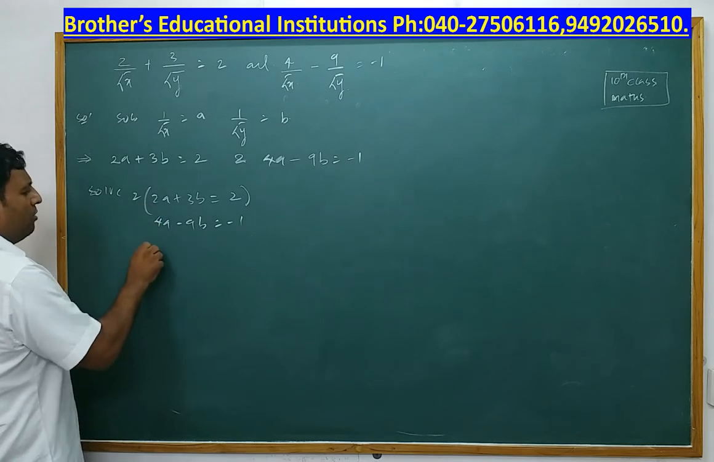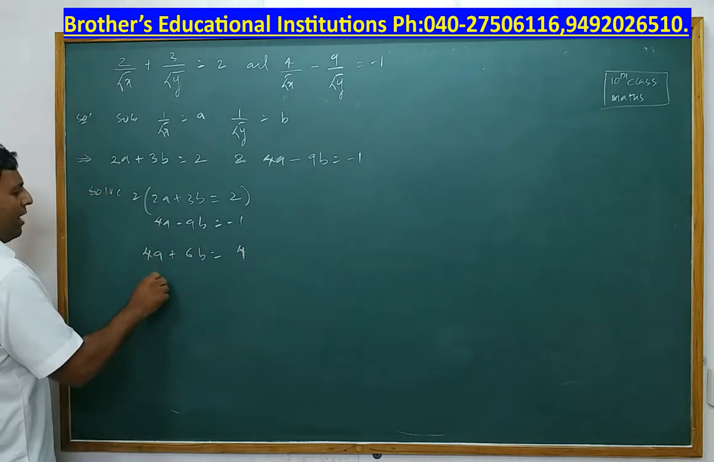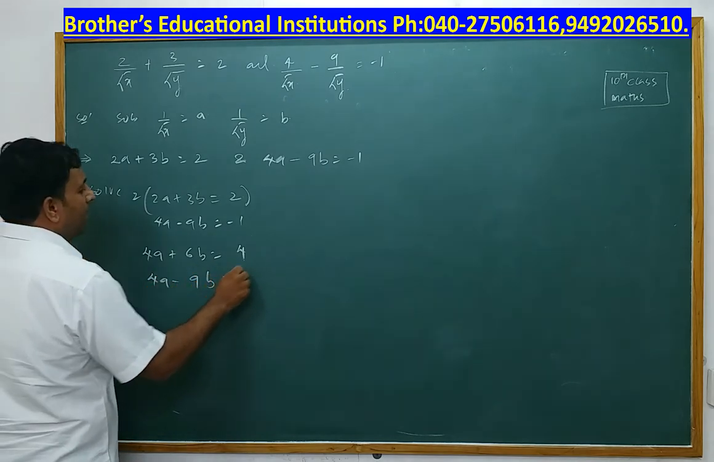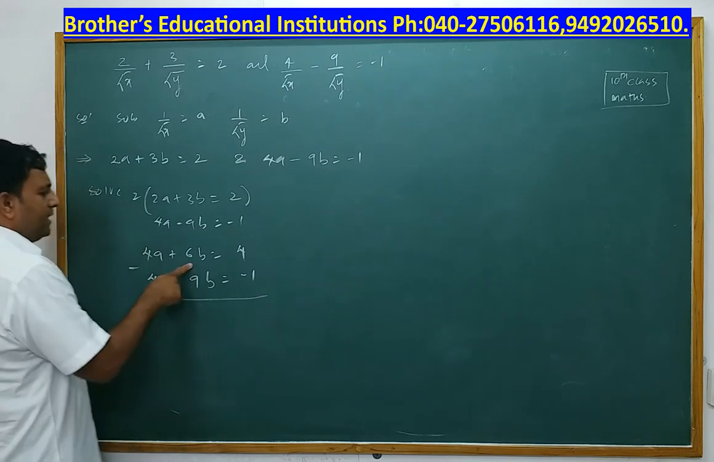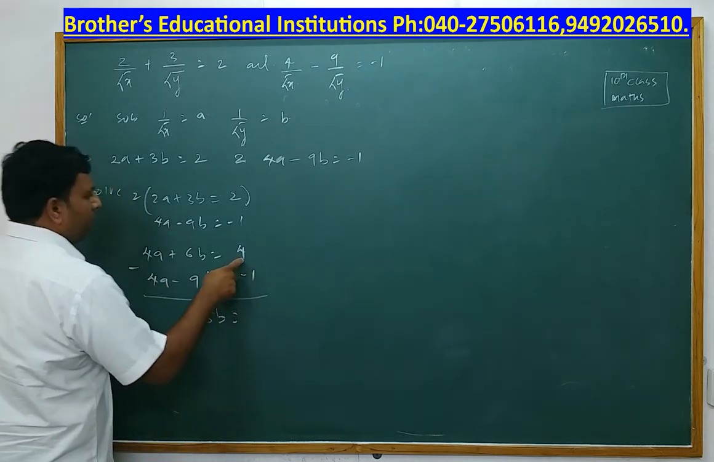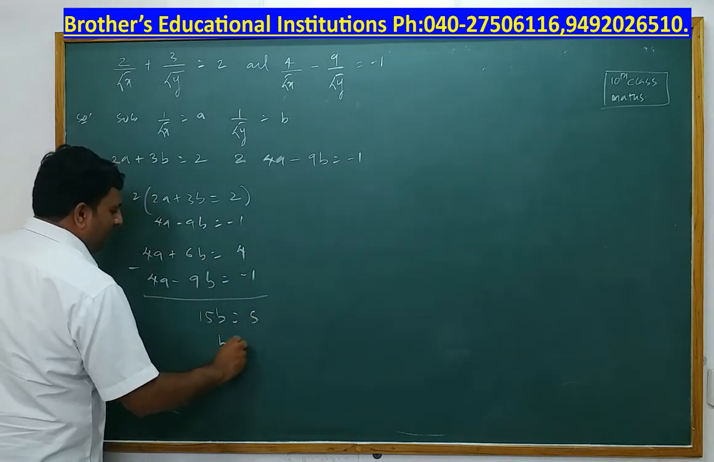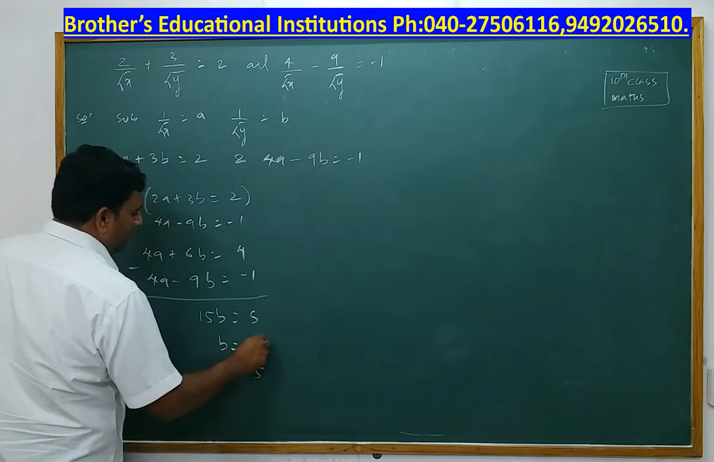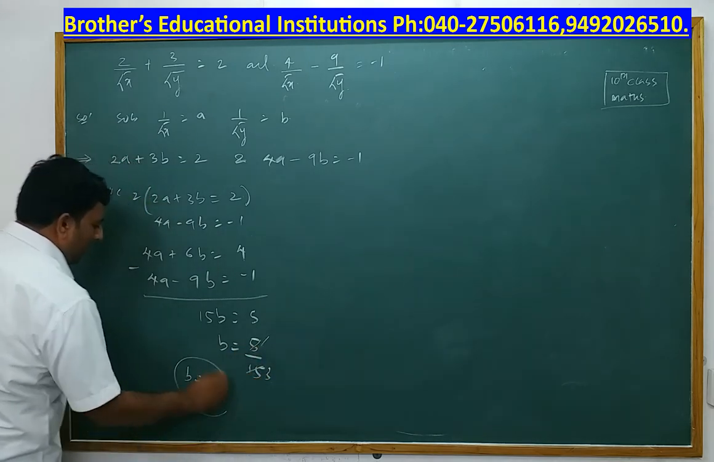So it is 2 2s are 4a plus 2 3s are 6b, 2 2s are 4. Again you have 4a minus 9b is equal to minus 1. I subtract. 4a will get cancelled. 6b minus minus plus, 6 plus 9 is equal to 15b. 4 minus minus plus, 4 plus 1 is equal to what? 5. I have b is equal to 5 by 15. 5 1s are 5, 5 3s are 15. What is b equal to? 1 by 3.